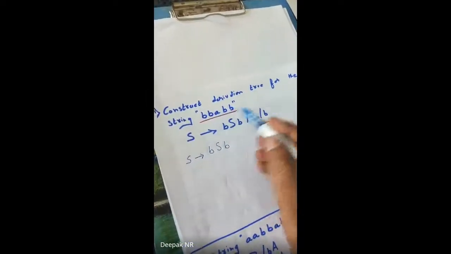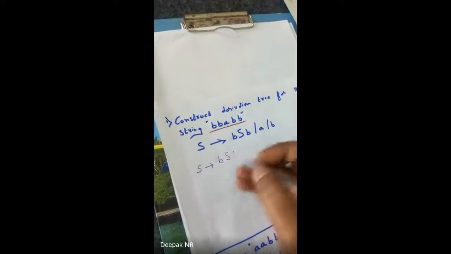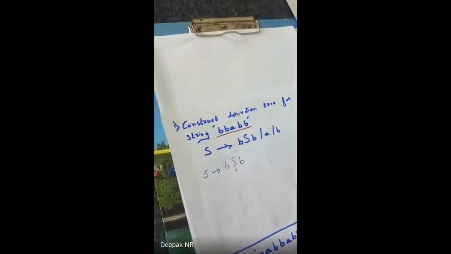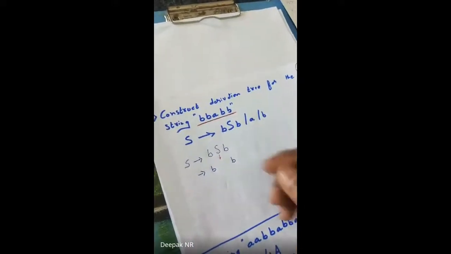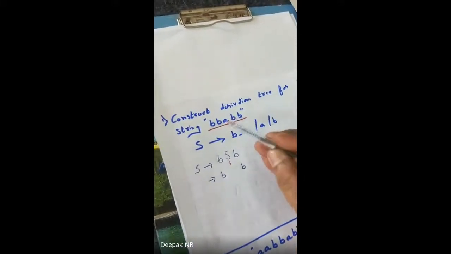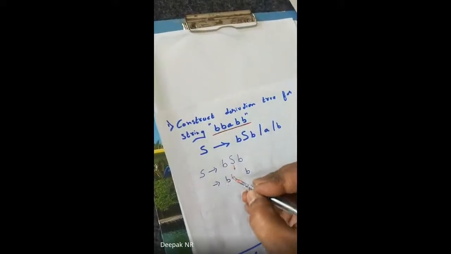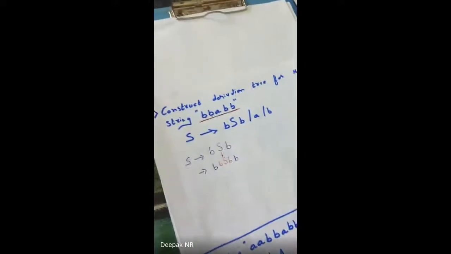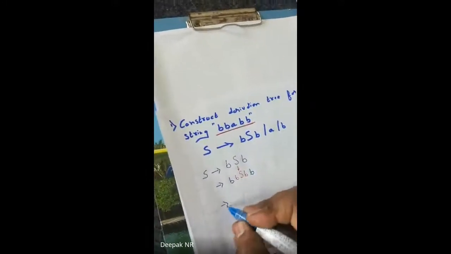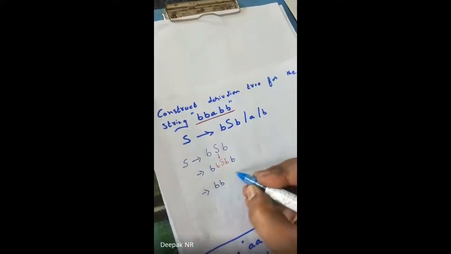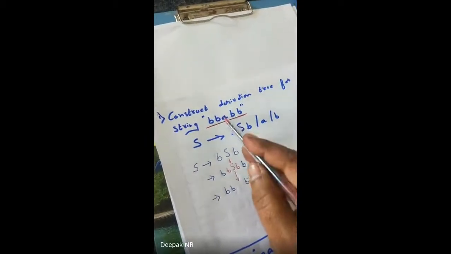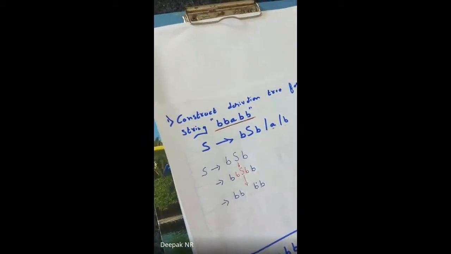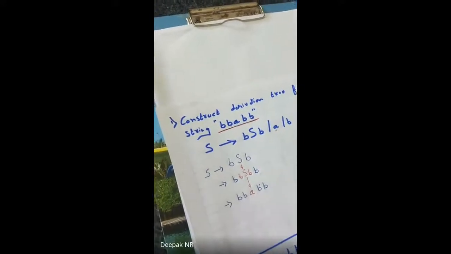Correct? B and B. Now this S I replace with what? Again I need B and B, so I write B, S, B. Correct? The B, B on this side and the B, B on that side will remain the same. Now this S I replace with what? I need A, so I replace it with this A and write A here. Is that clear, guys?